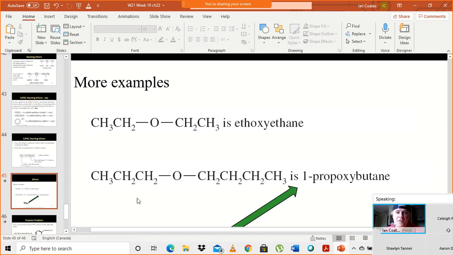You have a look at this one here. Here I have a 1, 2, 3. I have a prop group here. Here I have a 1, 2, 3, 4. Here I have a bute group. And here I have propoxy butane.